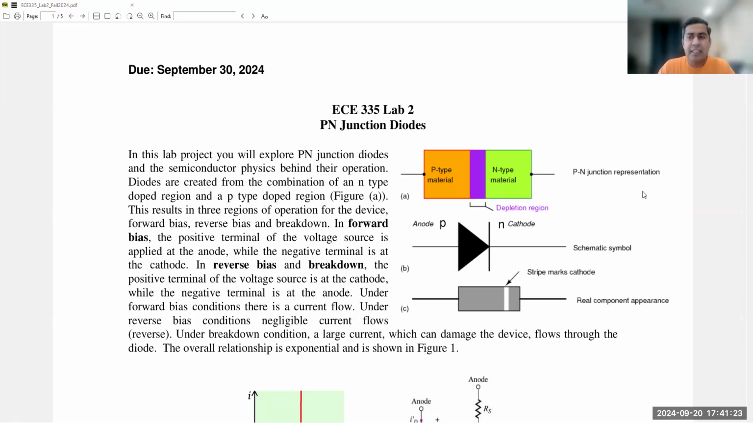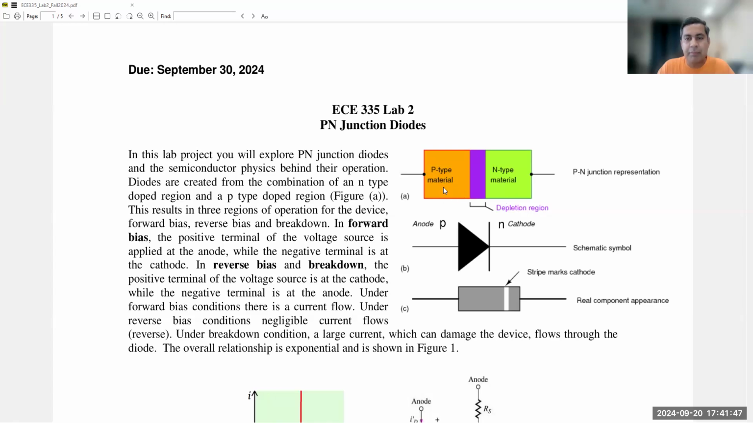So let's start with the diode physics a little bit. As we know, a PN junction diode has two regions, made of silicon or any other semiconductor material that has been doped into P-type and N-type regions. And there is a boundary in between these two regions.